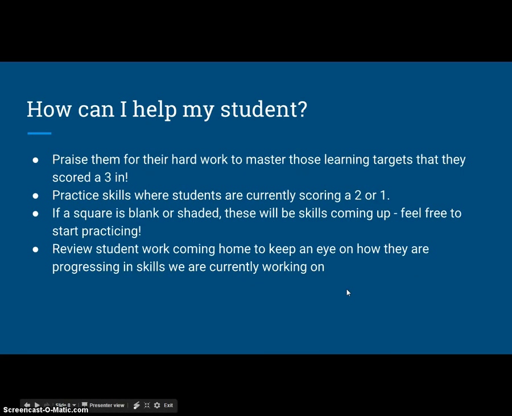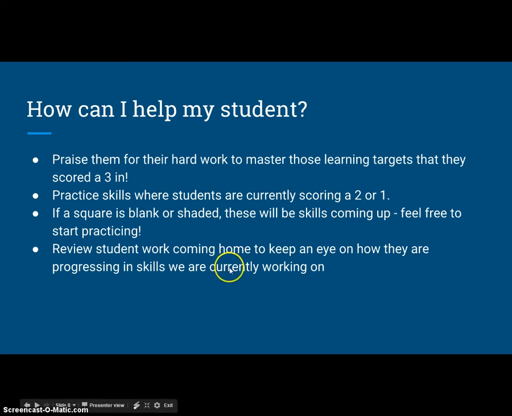So as a parent, how can you help your student? First things first, be sure to praise them for their 3s when they're really working hard to master those learning targets. If you see a 2 or a 1, those are skills that you can start practicing with your child. Those are in the learning process, so you can start practicing at home as you're reading or working on math skills. If a square is blank or shaded, these skills will be coming up, so feel free to look ahead and start practicing those skills that your child will learn throughout the year.